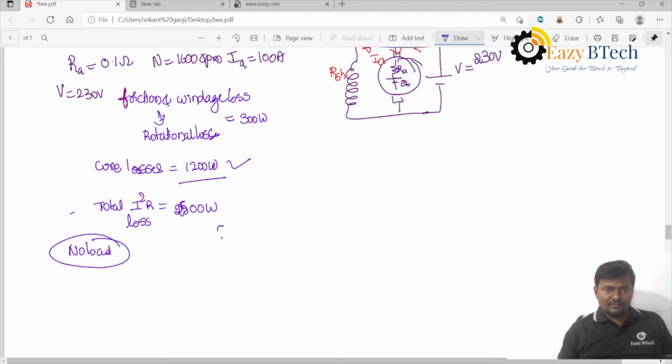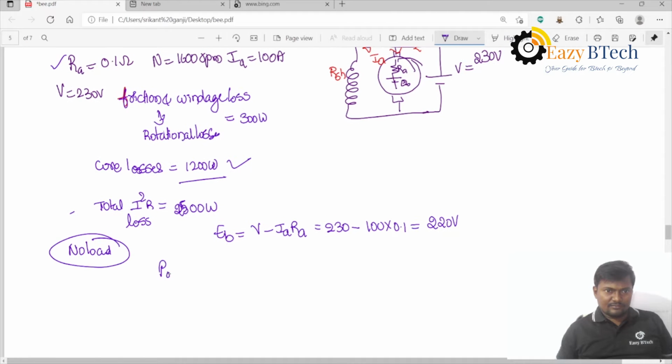Find the back EMF. EB is equal to V minus IA RA. What is V? 230. What is IA? The armature current is given as 100 amperes, into resistance 0.1. Then I got it as 220 volts. The gross mechanical power output is, we know the formula EB into IA, that is 220 into 100, that should be equal to 22 kilowatts.